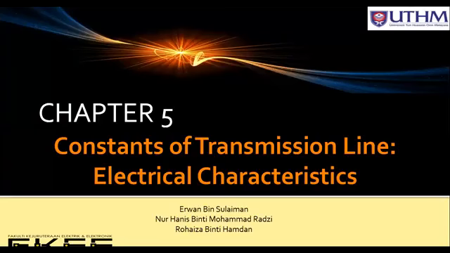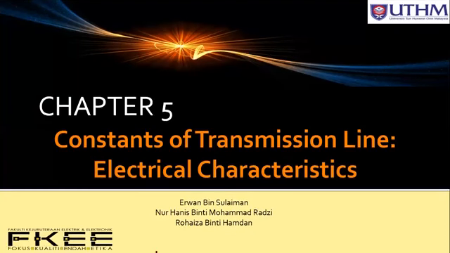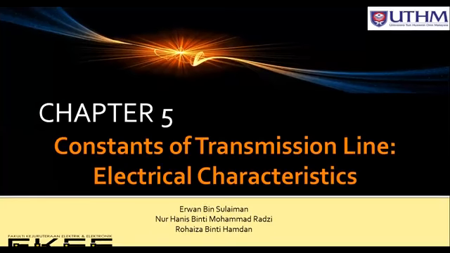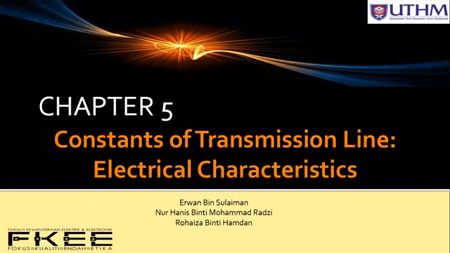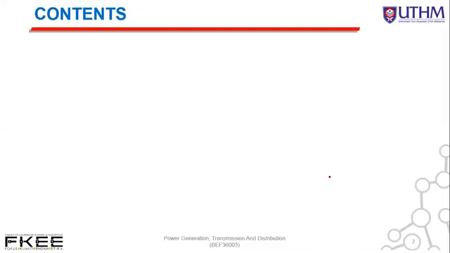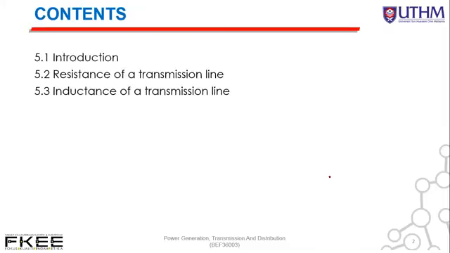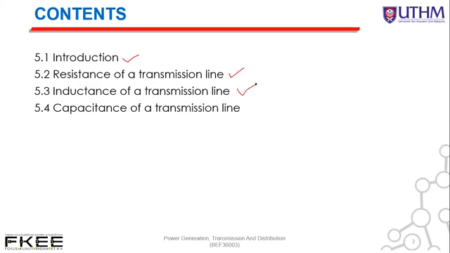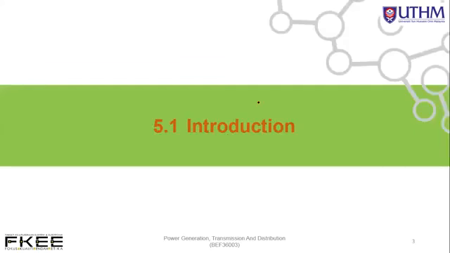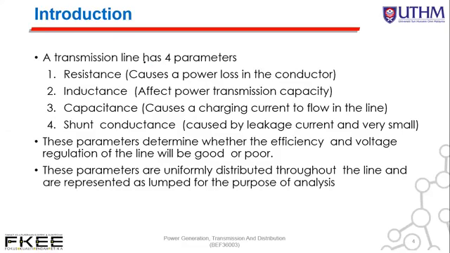On chapter 5, today we will focus on constants of the transmission line, specifically the electrical characteristics. The content of these topics will cover the introduction, resistance of the transmission line, inductance, and also capacitance in the transmission line. As an introduction, the transmission line has 4 parameters that are usually calculated and analyzed.